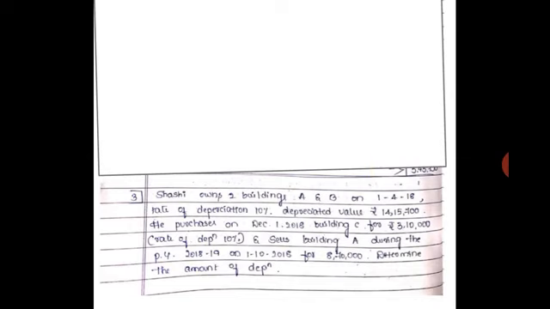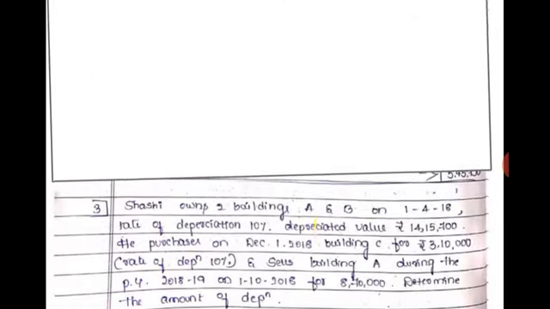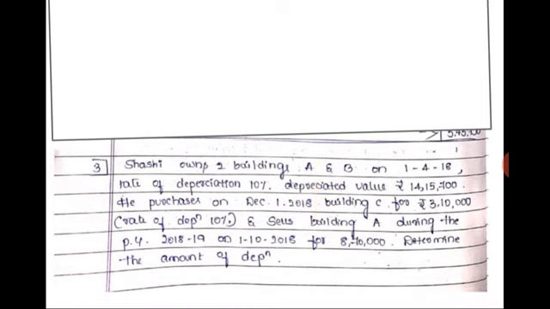Let us see one example problem. Shashi owns two buildings A and B on 1/4/2018. The rate of depreciation 10%. Depreciable value 14,15,500. He purchased building C on December 1, 2018 for 3,10,000, and the sale of building A during the previous year 8,75,000. We are going to compute depreciation.